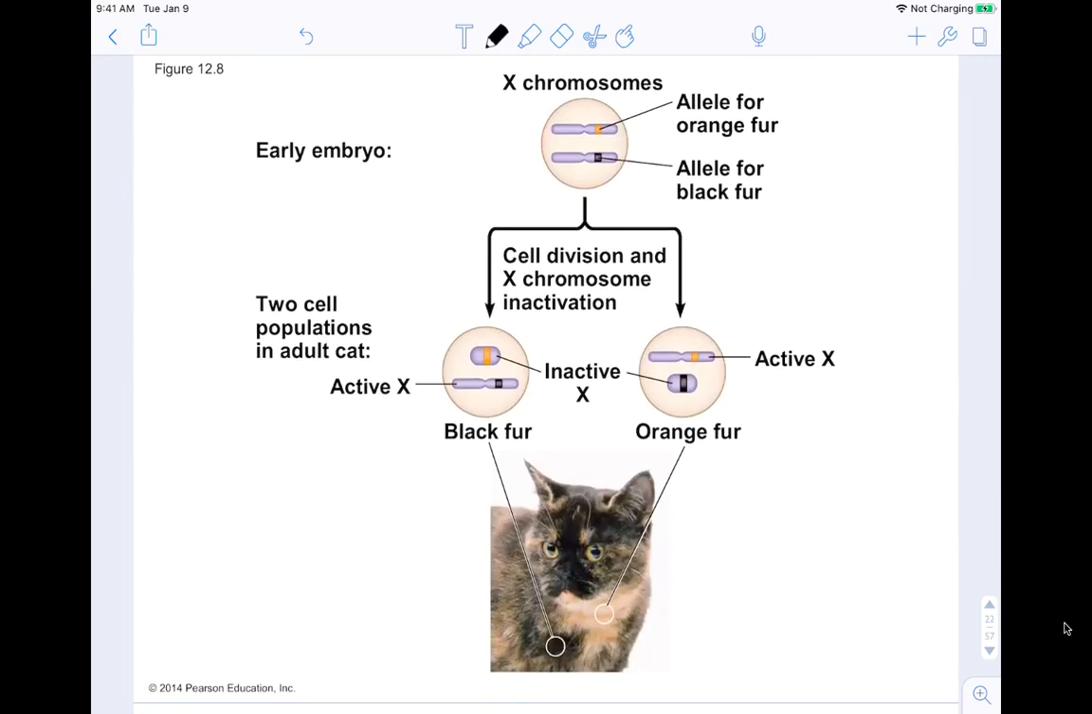So here we go with that example. So you have an early embryo. So you have an X chromosome. You have the allele for orange fur and the allele for black fur. So in one of these, you have the active X as being the allele for black fur, which means that the orange fur is inactive. And then you have vice versa on another cell. So you have the activated orange and the inactivated black fur. So that's how you get the different colored patches on calico cats.